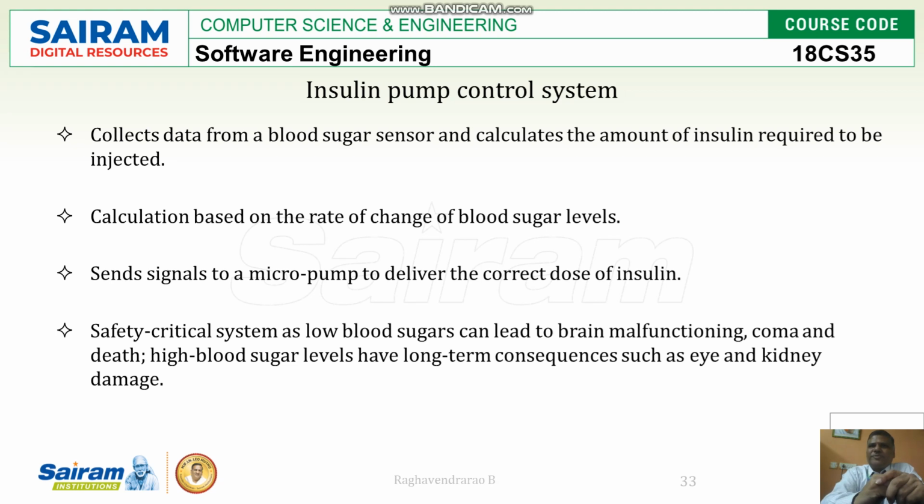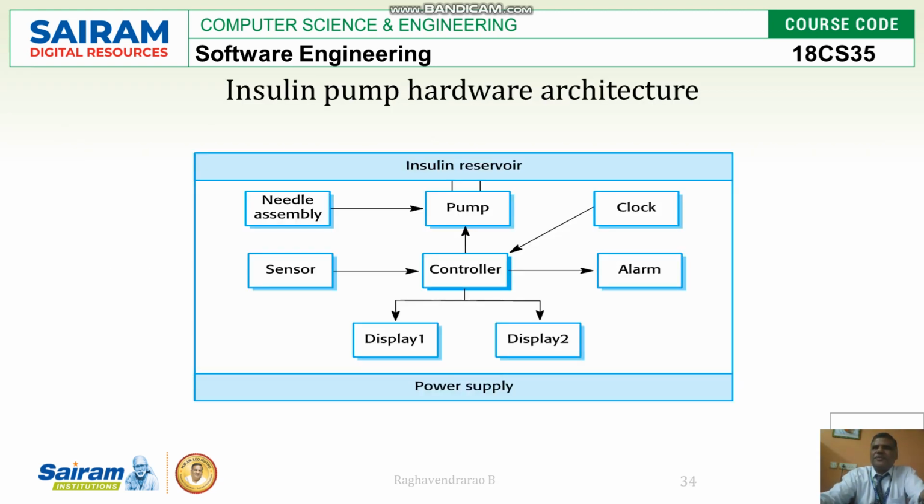Insulin pump, how it basically controls. Here is the diagram, we will go for the diagram first. This is the insulin pump hardware architecture. You can see that the insulin reservoir is there, the pump, the controller, clock, alarms, displays, and sensors. The needle assembly means how the pump should deliver. Then the power supply. Without power supply we cannot do anything, right? So the pump needs the power supply and all these things.